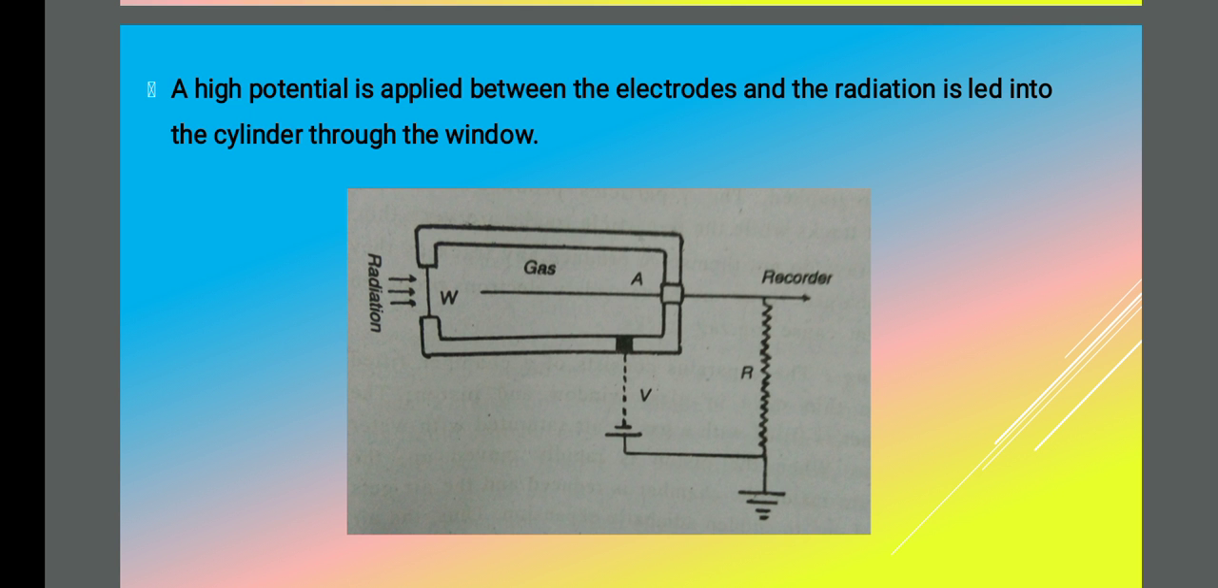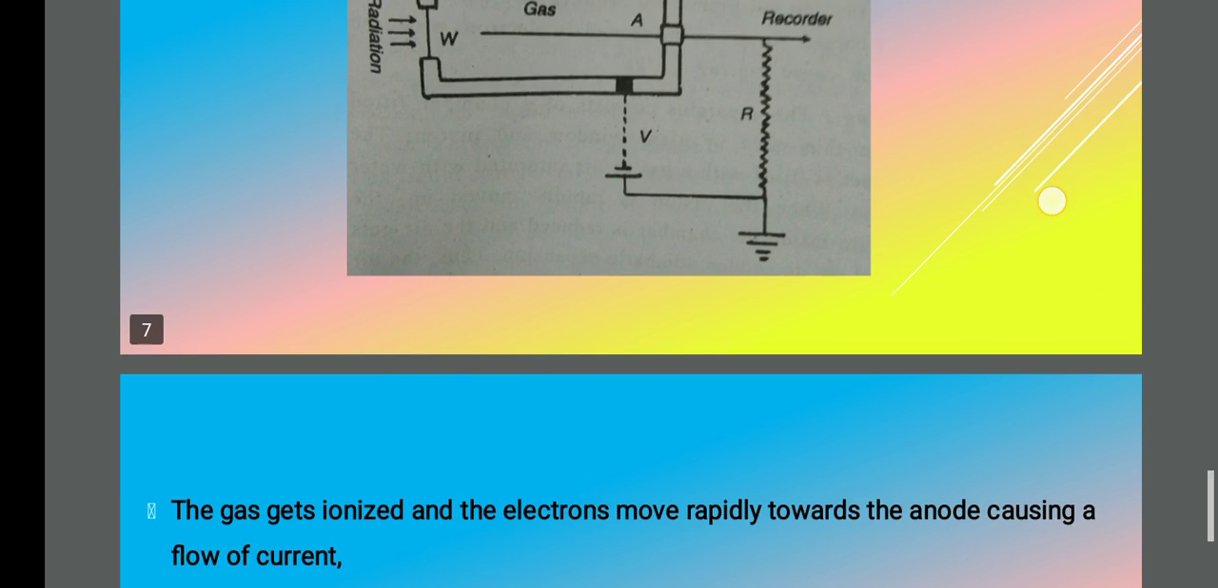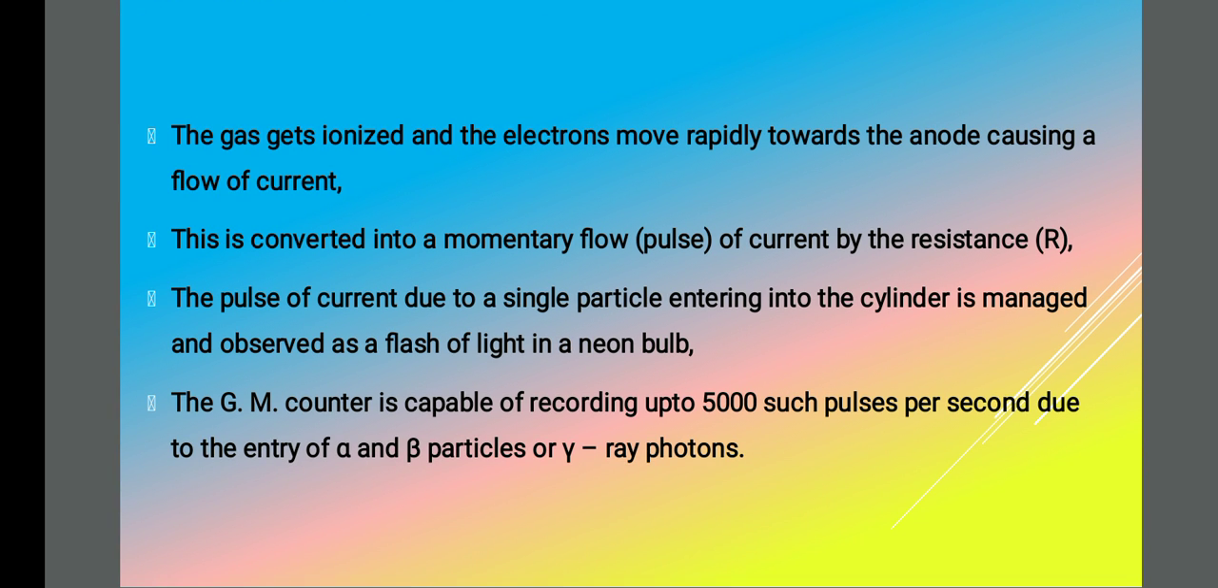Okay. On the other hand, the electrons will move towards the anode, and as they move towards the anode, it is recorded as a current pulse because of the connection with the leak resistance. And this recorder has a capacity of observing 5000 pulses per second. So each pulse is noted as an alpha particle or a beta particle or a gamma photon. So this explanation I have given in the next slide, so we can have a short glance over there.